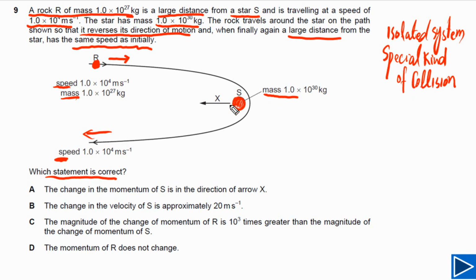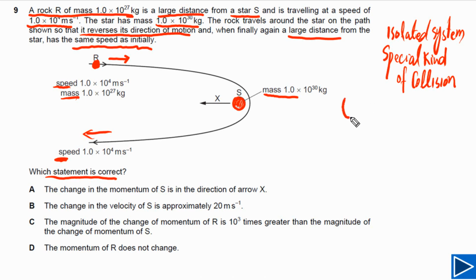Now as we understand, it is a kind of collision in which bodies are interacting with each other and exerting force on each other even though there is no physical contact between them. So we can use the law of conservation of momentum. Let me first explain a few important points, and then we will use those points to answer this question.